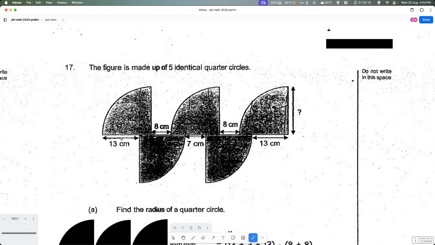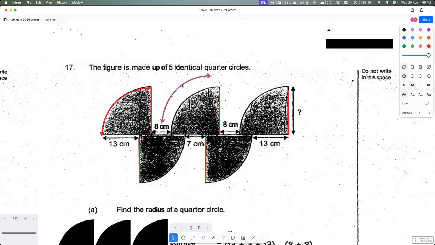Okay, so first, I think we have covered the 13 centimeters, 8, 7, 8, 13. So we can just add all of these up. And at the same time, we also need to get all of these lines, right? So we have one line, two lines, three lines, four lines, and we have five. So we have five radius. And then lastly, we have the semicircle here as well, right? So this is one, this is two, this is three, this is four, and then we have five.